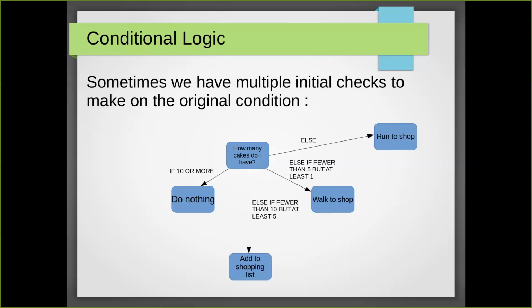If I've got fewer than 5, but I've at least got a cake, I've got a cake in my back pocket, I'll walk over to the shop. Otherwise, I'm in the situation where there's no cake, and that's going to take a nice run to the shop. So there are lots of different checks, and very often when we do real world conditional logic, those are the kinds of structures that we would use.